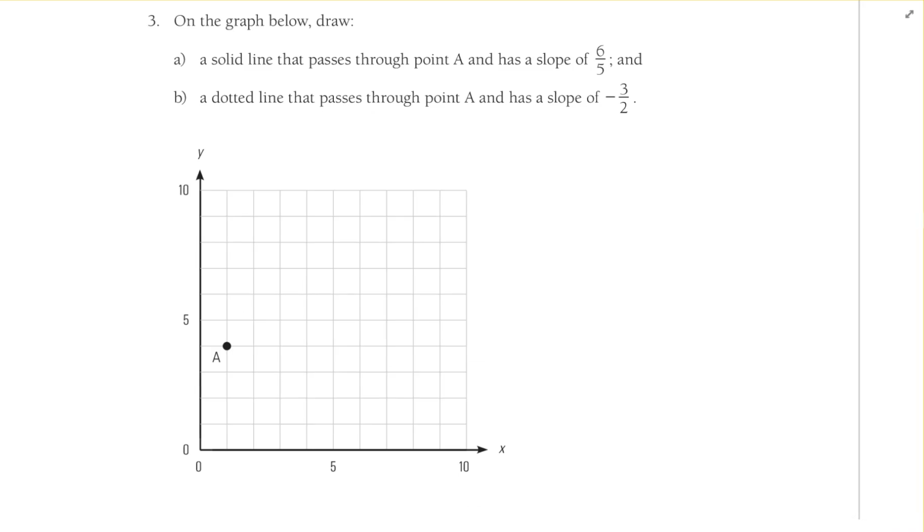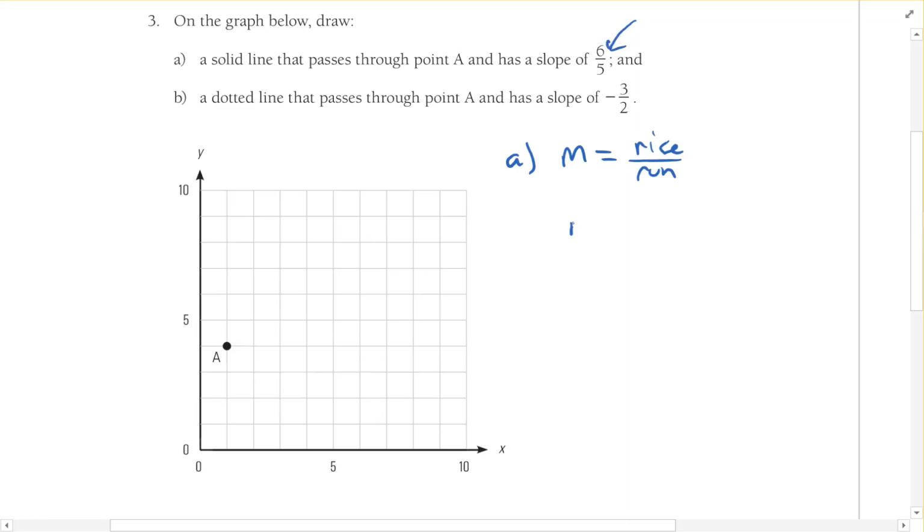All right. So thinking about A here first, let's write A, and our formula is m is equal to rise over run. Well, it says it has a slope of 6 over 5, so m is equal to 6 over 5. Just remember what these things mean. The 6 was the rise, and the 5 was the run. So all I have to make sure is that when I draw my line, it has to go up 6 and over 5.